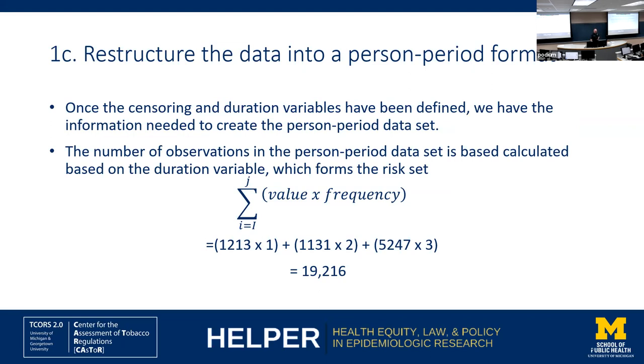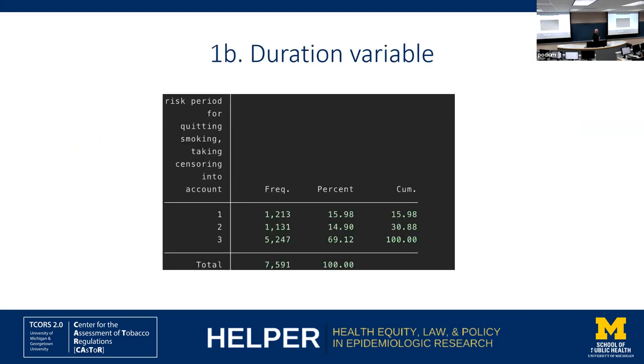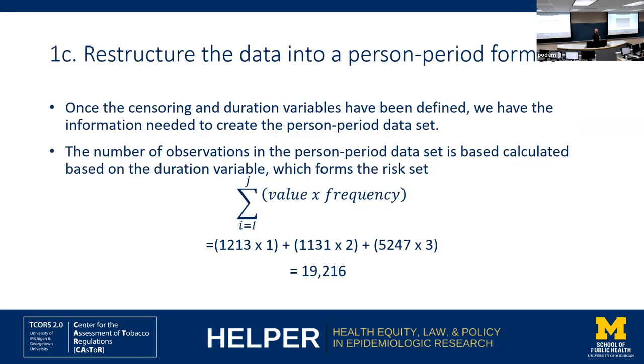So if you think about these individuals, right, the 1213, they either quit smoking at the first follow-up wave, or they're right censored, right? So they're gonna have one row of data, right? The second group, the 1131, right? They have two observations for each of those people. They either quit smoking or were right censored, right? So we multiply that by two. And then the remaining people have three rows of data when we restructure the data. You take that 5,247, multiply it by three.